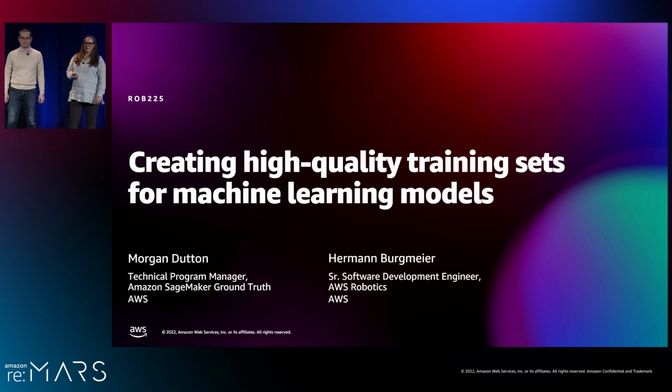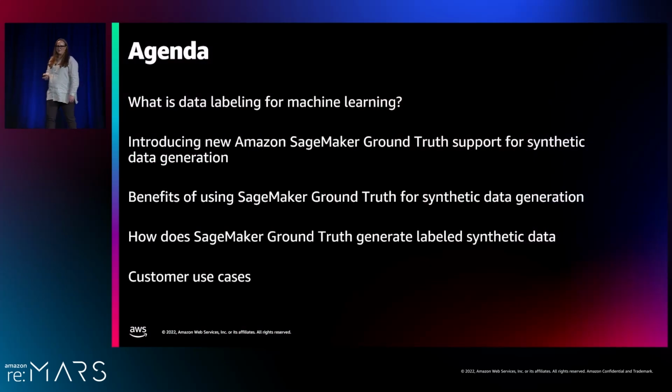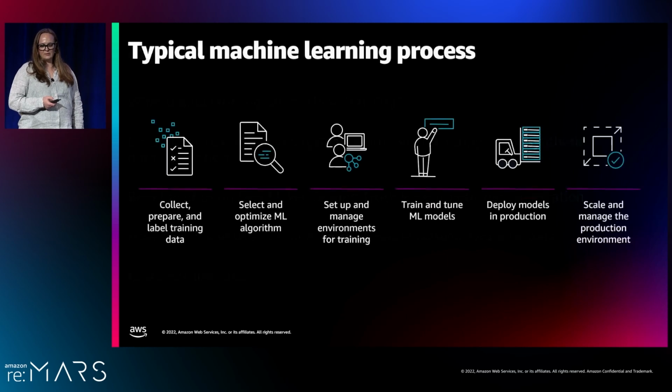We're here to talk about creating high-quality training data sets for your machine learning models using synthetic data. Today, we'll step through the process of creating labeling data for machine learning and introduce new synthetic data generation capabilities available now through SageMaker Ground Truth. We'll talk about the benefits of using Ground Truth for synthetic data generation, and then we'll show you how it works. We'll highlight the business benefits, and finally, we'll share a couple of customer use cases.